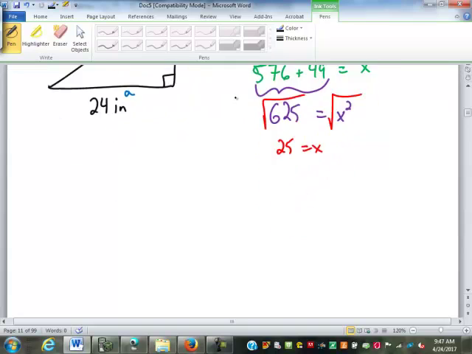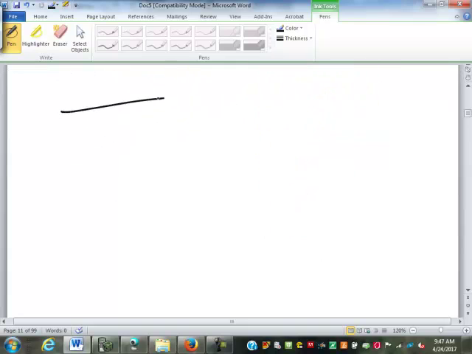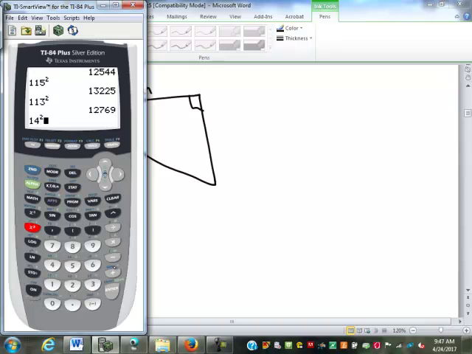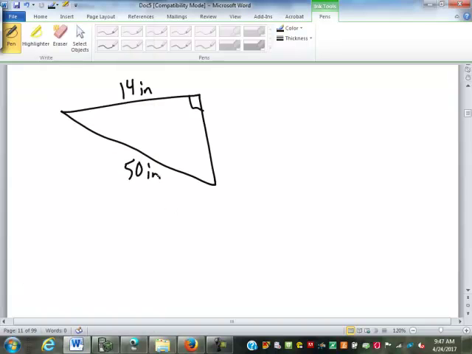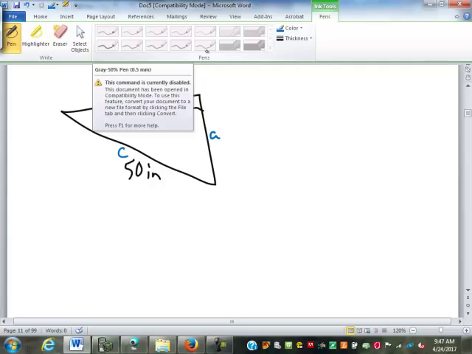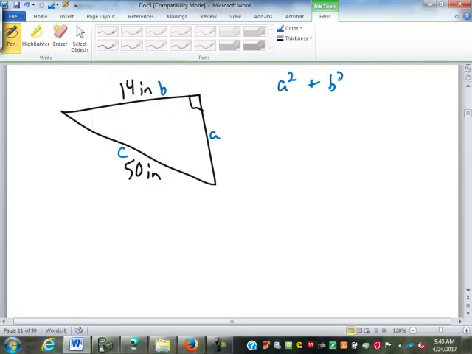So then what would happen if instead of giving you both legs, I give you one leg and the hypotenuse? Well, we know this has to be side C. I usually make my missing side side A just because it makes my life easier. It just feels easier to me. You don't have to make the missing side side A. But I know that A squared plus B squared equals C squared.